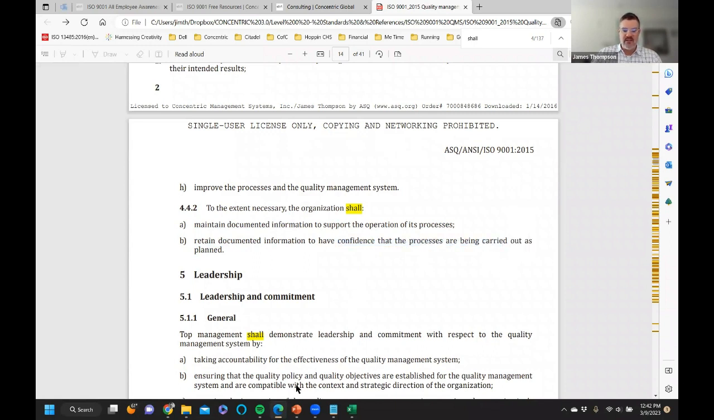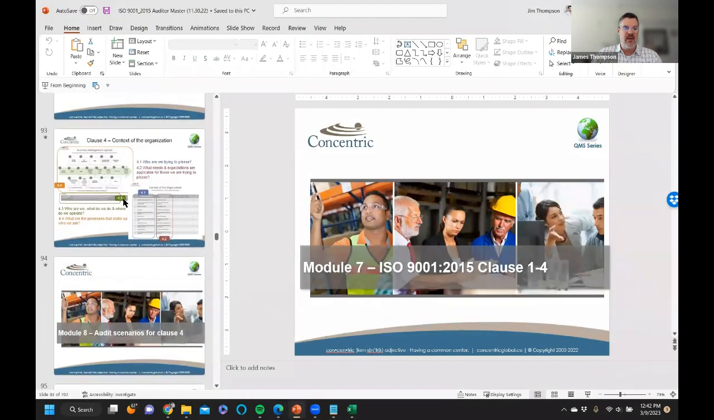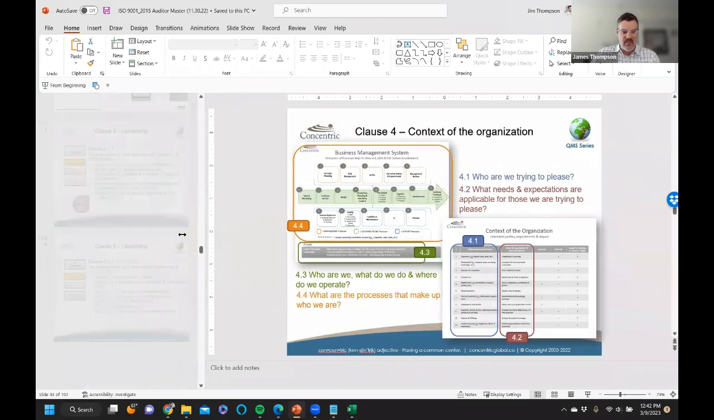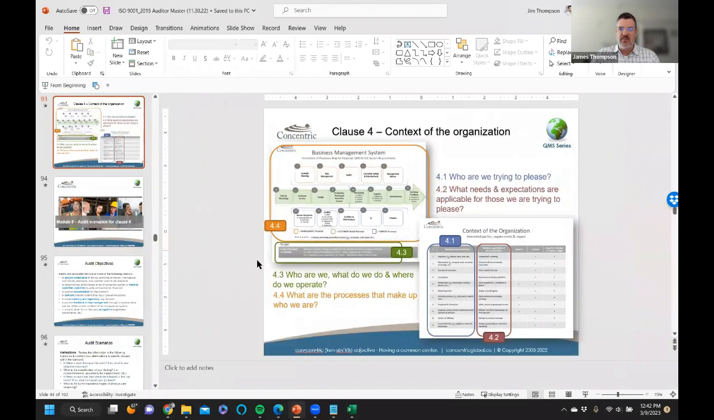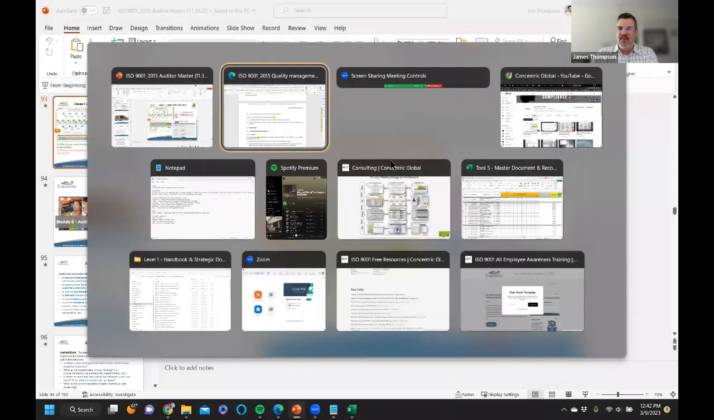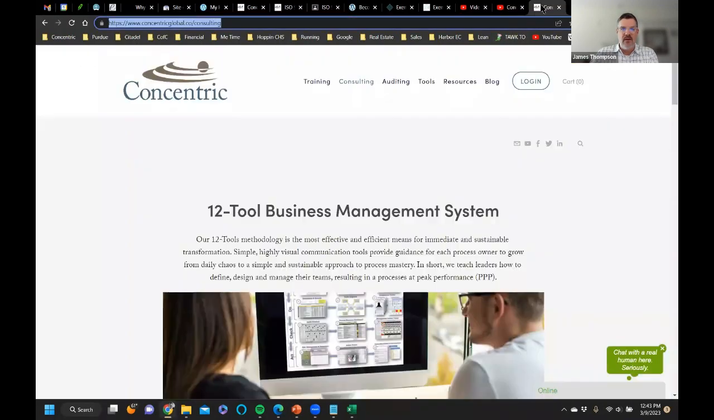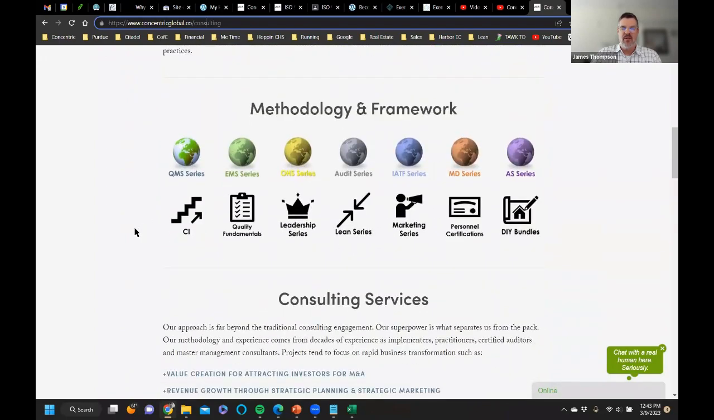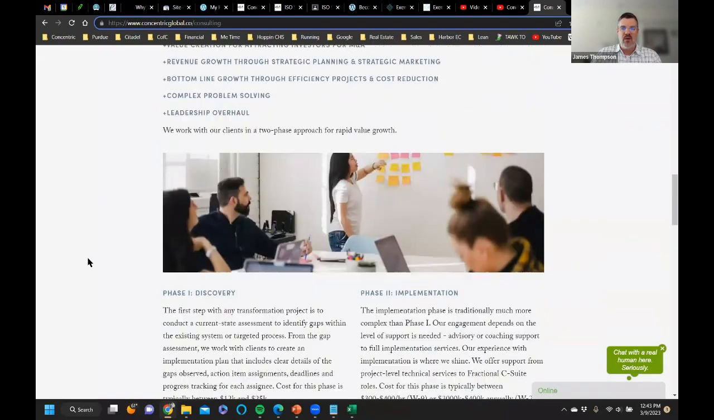So one of the things that I think is really beneficial in the student manual is this slide here. So the idea here, this really, let me make it a bit bigger. This really sums up in one of our 12 tools. This is actually tool number 1. So if you haven't learned anything about the 12 tools yet, you can come over here and go to concentricglobal.co/consulting. So this gives you a little bit more of an understanding, this page on our 12 tool methodology.